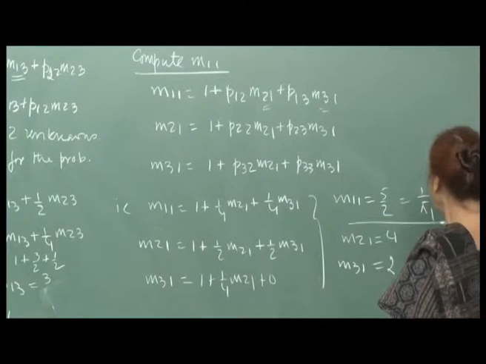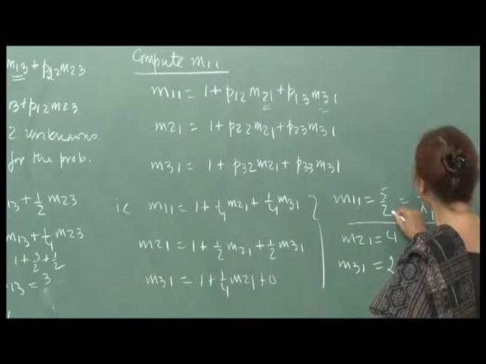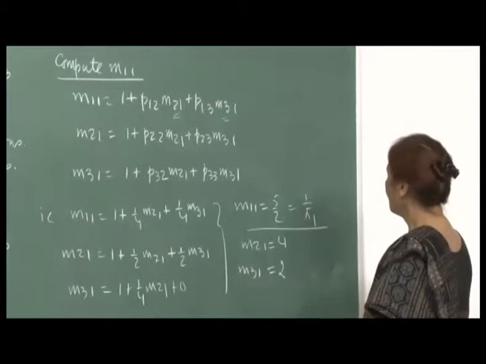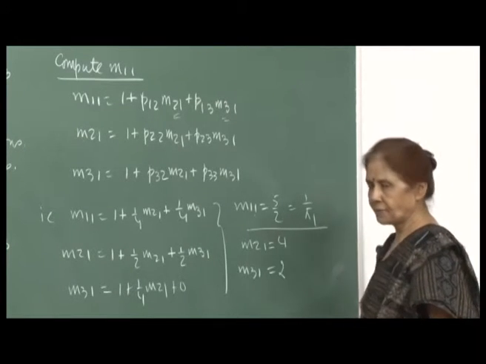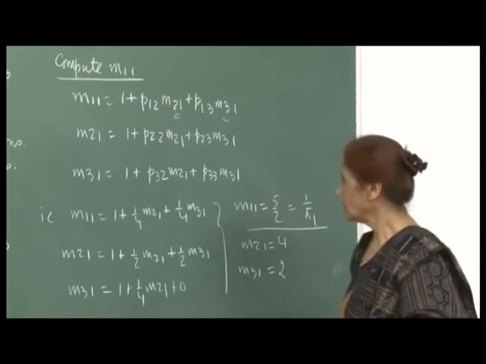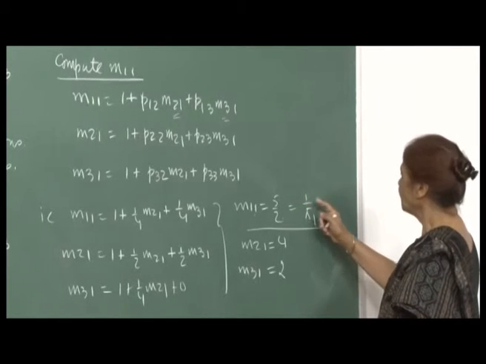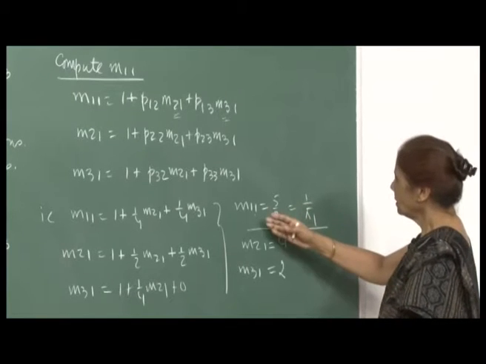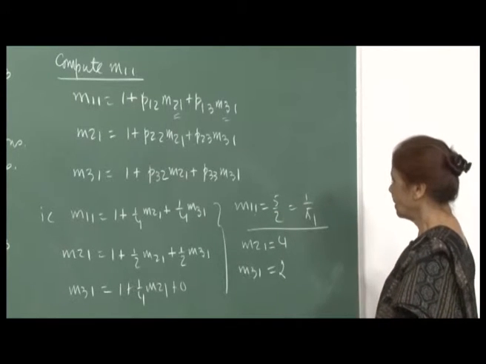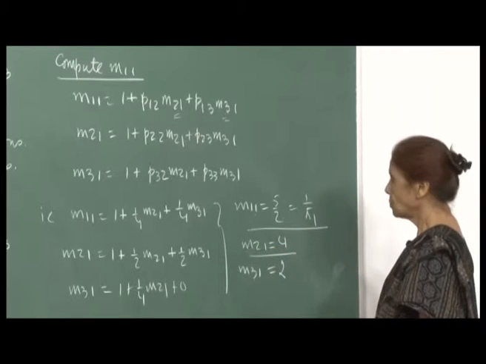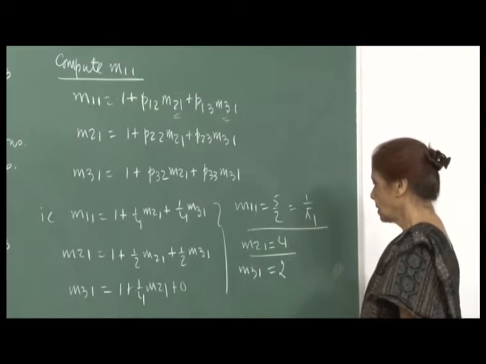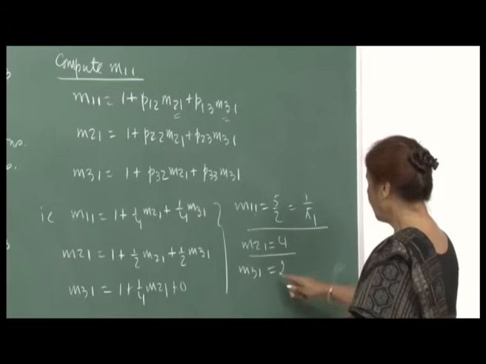you can check that. See, M11 comes out to be 5 by 2, and if you remember your calculations, pi 1 was 2 by 5. So, the steady state probability of being in state 1 was 2 by 5, right. So, the mean first passage time will be 5 by 2. Now, M21 comes out to be 4, and M31 is 2.